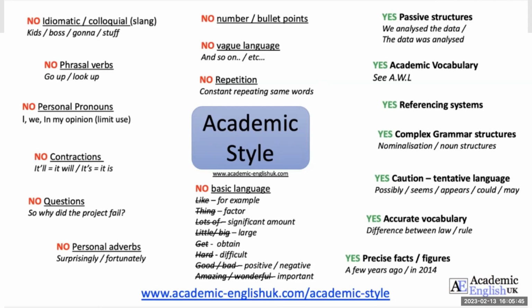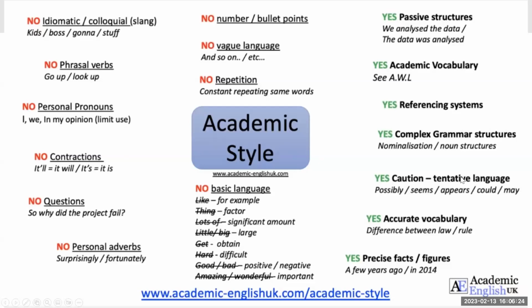Okay, so here's some of the do's and don'ts. They're generalizations. And again, this might be something that you would like to share with your students because it's a visual summary and it just clarifies some of the differences for them between academic style writing and that more generic high school type writing that they're likely to know about. So for example, no idioms, no colloquialisms, not constantly repeating words, not so much use of personal adverbs in academic writing, no contractions. So it's a more formal style of writing.